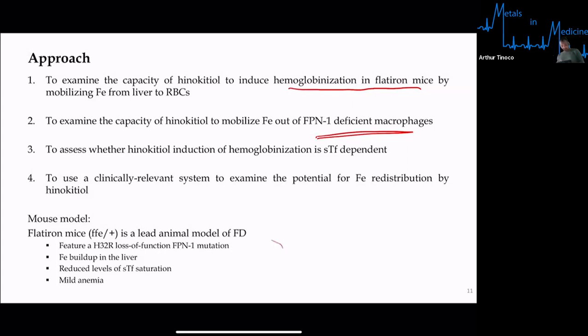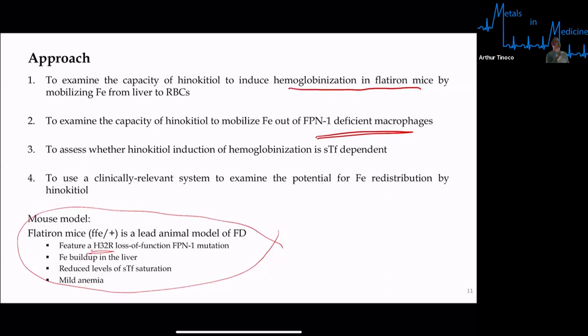All right, so this is the mouse model that they use, and that is the lead animal model for ferroportin disease. It features this mutation, this cysteine for arginine loss of function ferroportin 1 mutation. And so the physiological impact of this is the observation of an iron buildup in the liver. That's classical of the actual disease.